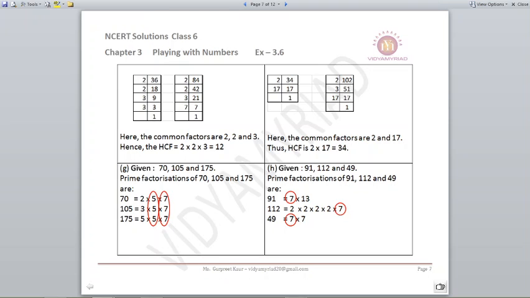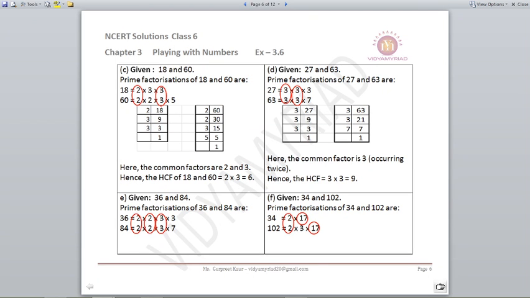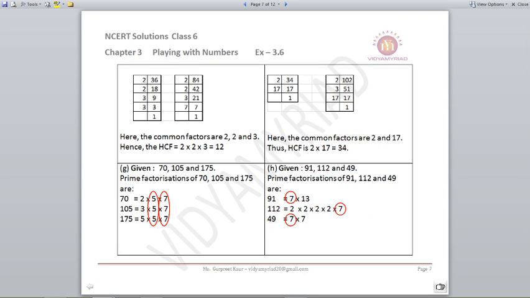In the case of 102, when we divide it by 2, we get the answer 51, which will be written under 102. Now 51 will be divisible by 3 and 17. So 17 ones are 17. So if we write down the factors, for 34 we have 2 into 17 and for 102 we have 2 into 3 into 17. In both the cases, we have 1 2 common and 1 17 common. So it means that HCF is 2 into 17, which is equal to 34.